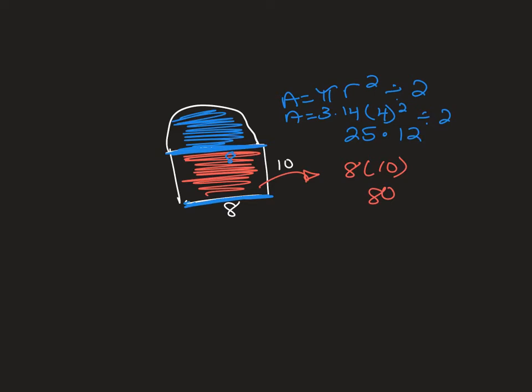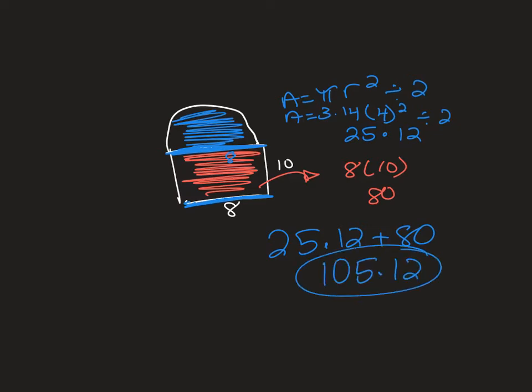So to get my total area now, I'm going to add the two shapes together. So we have 25.12 plus 80, and that gives me 105.12 for my final answer.